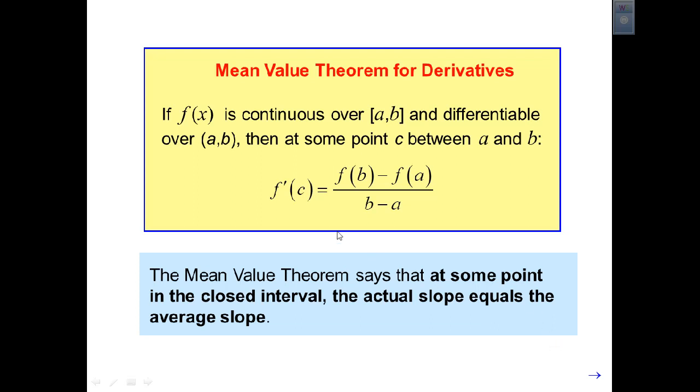And we can use this equation right here to find out where the actual slope is equal to the average slope. We would first find the average slope value and then set the derivative equal to that and solve for x. Because your c value is nothing more than the x value where it occurs. That's all c is. Don't be thrown off by c. C is just an x value somewhere in the interval from a to b. But c is an x value where this thing is equal to this thing.